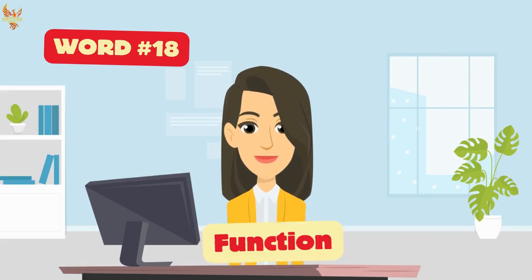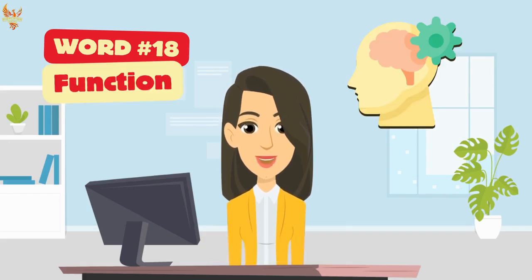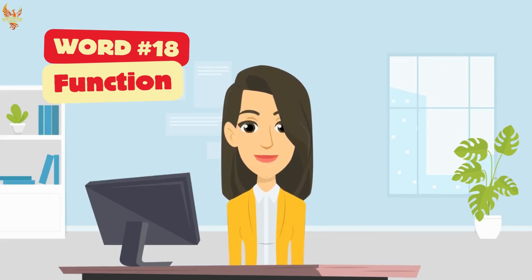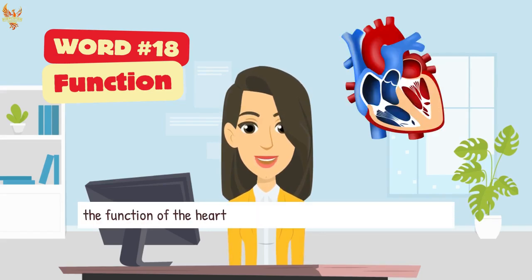18. Function. Which means the natural purpose or activity of a person or thing. Function is the specific activity or role that something is designed to perform. For example, the function of the heart is to pump blood throughout the body.